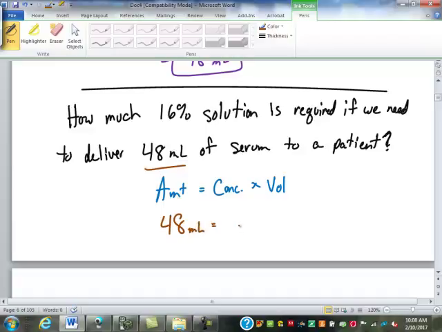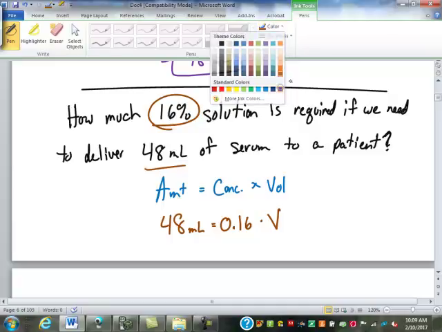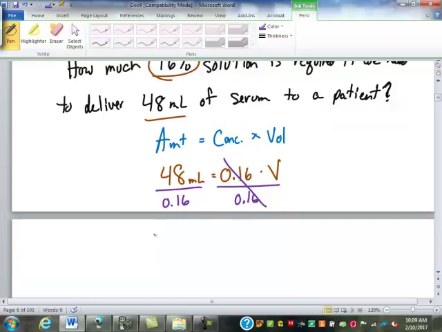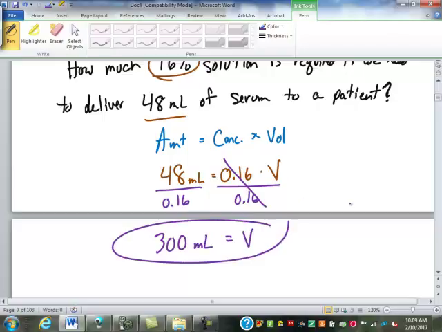Our concentration is 16%, so right there's a decimal, 0.16. So we're going to try to find the volume here. So how do we solve to find the volume? It's 0.16 times V, so to get rid of it, we're going to divide by 0.16, which is going to give us 300 milliliters is our volume. Does that make sense?